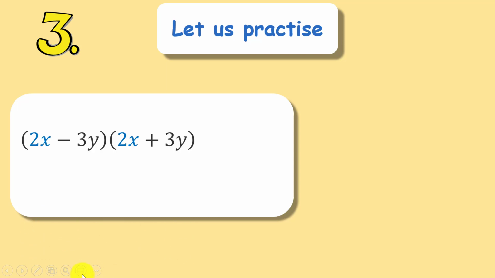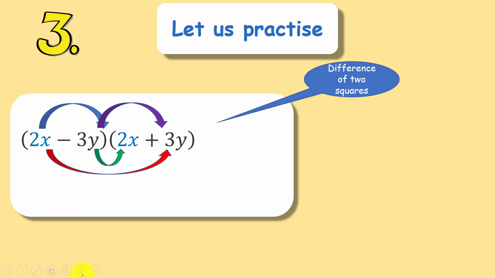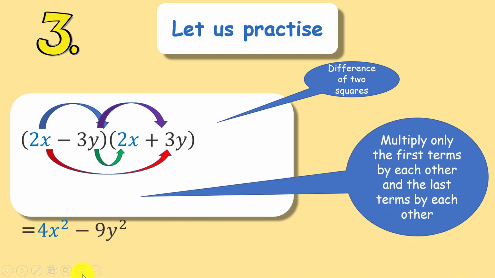Example 3. Now you notice it's two binomials and they are exactly the same except their signs are different. So what happens here? Well, we know that the two middle terms will disappear and we'll end up with the difference of two squares, which makes it easy. We can just multiply the first terms by each other and the last terms by each other instead of using FOIL. And that will end up in 4x squared minus 9y squared.